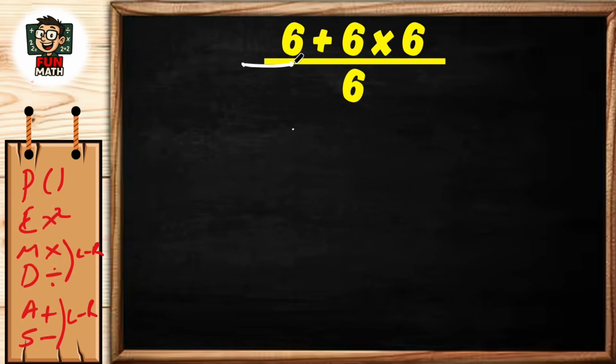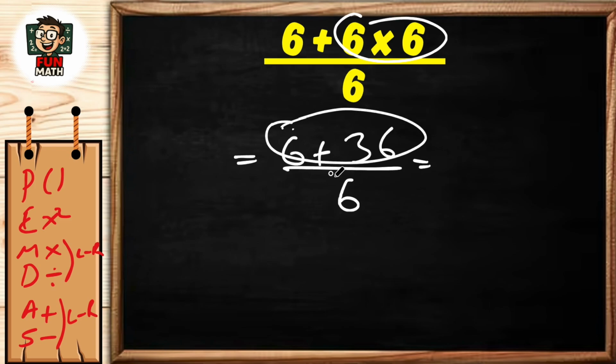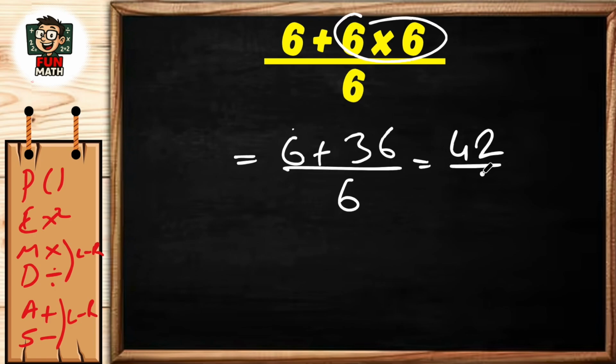The fraction bar here means division. First, we solve the top part. The top part also includes addition and multiplication. We do the first multiplication. Six times 6 equals 36. 6 plus 36 equals 42. We do the division last. 42 divided by 6 equals 7.